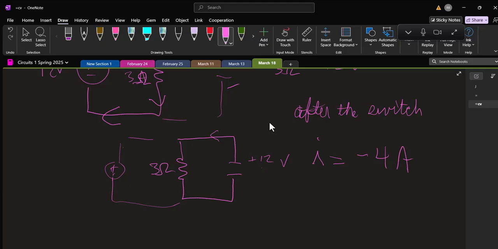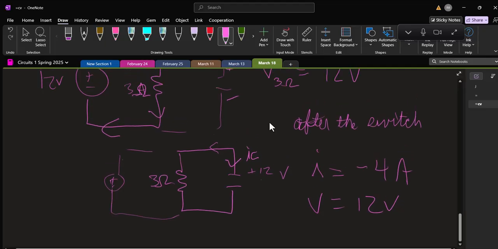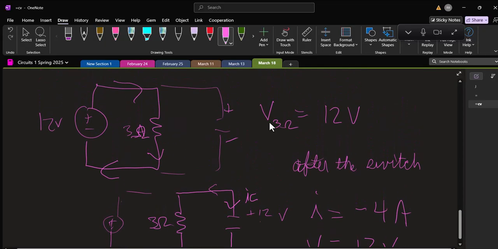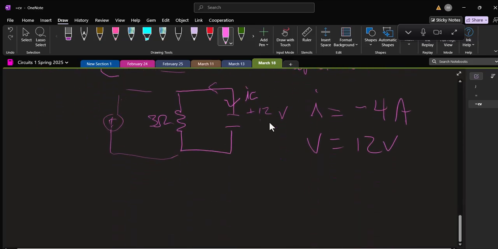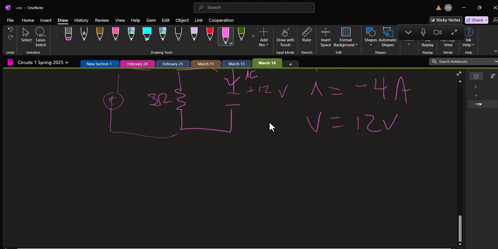You said only if it's going the other way, or currently where it's going? Well, it just depends on how I drew the current. So it's like I labeled the current in this direction, but the current is actually going the other direction, so that's why I'm calling it negative 4. But the voltage right after the switch is still 12 volts. So that's how capacitors act.